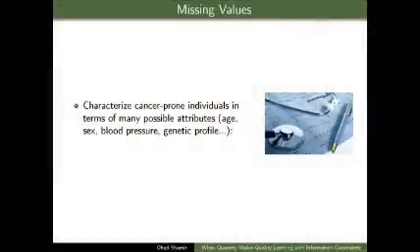So the first part of my talk is just going to be this informal motivation to the settings. Starting with missing values, suppose you're a medical researcher and you want to characterize what makes people prone to cancer based on many possible attributes. It can be age, sex, blood pressure, genetic profile, and so on. Smoking, obviously. So the standard way to go about it is to take a large group of volunteers who are willing to participate in your study, measure all these different attributes on each of them, and a few years later do a follow-up study to see who developed cancer, and use this to try and characterize cancer-prone individuals.